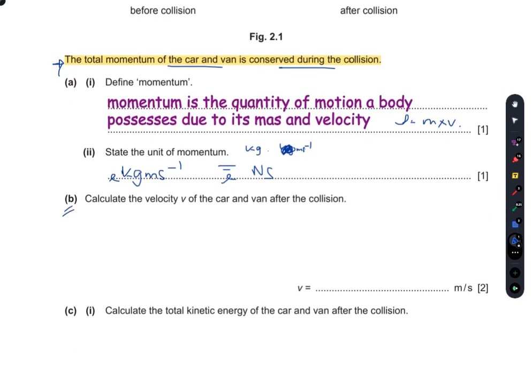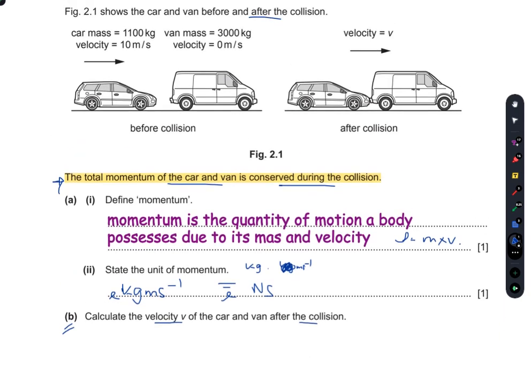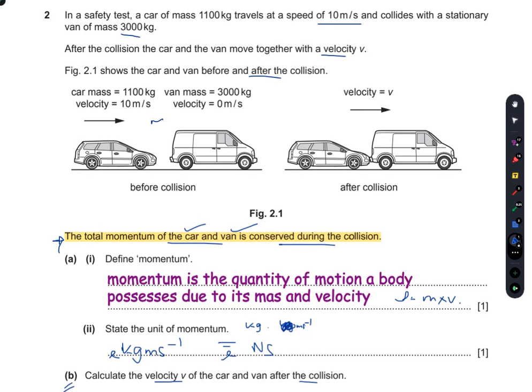Part B, calculate the velocity v of the car and the van after the collision. Now what is the important thing here? The total momentum of the car and the van is conserved, which means that the momentum this system possesses before the collision is equal to the momentum it possesses after the collision.